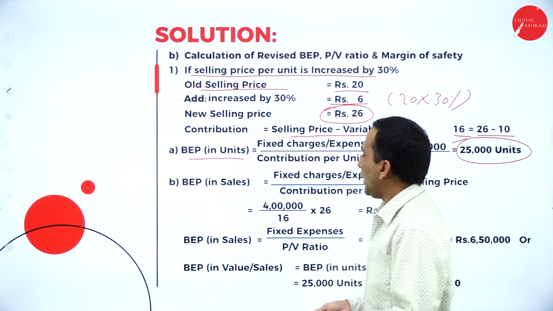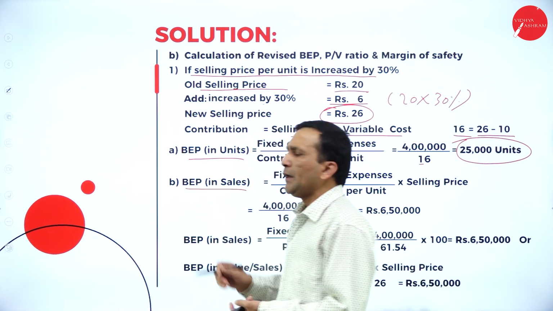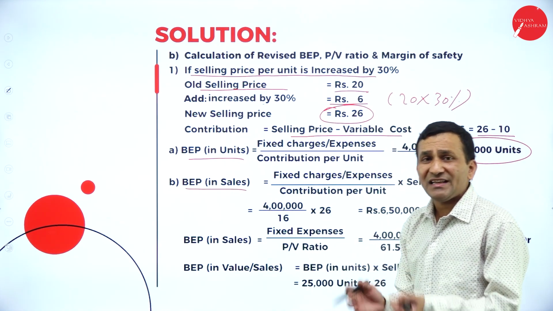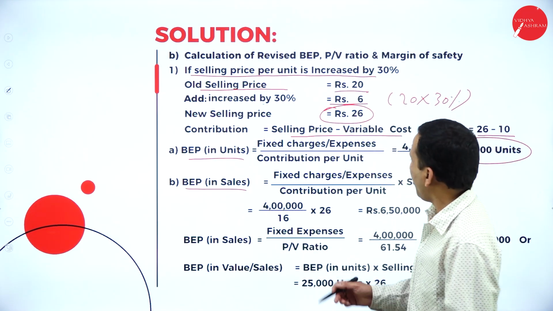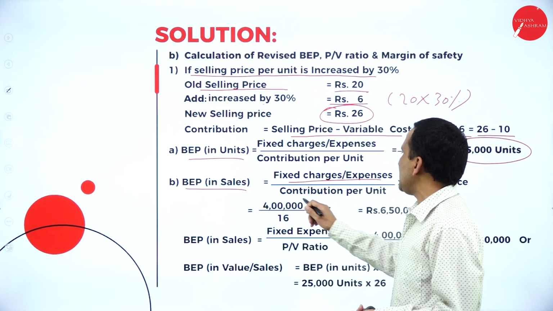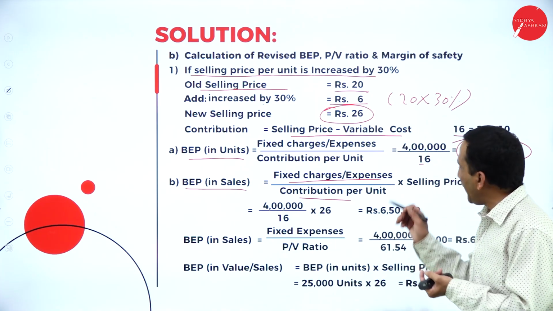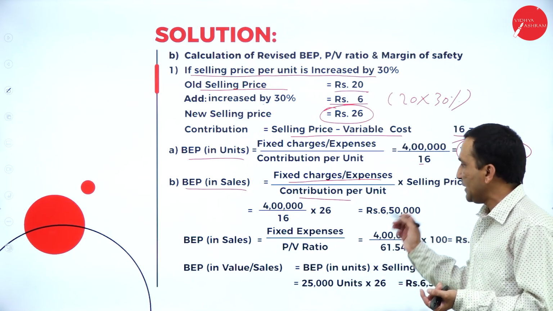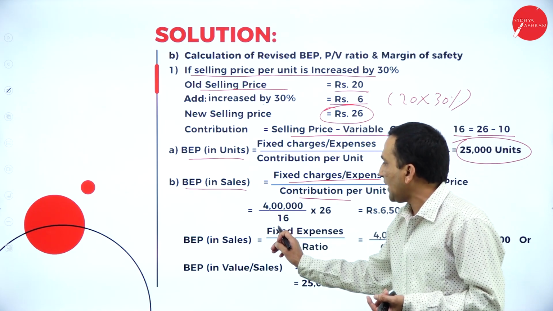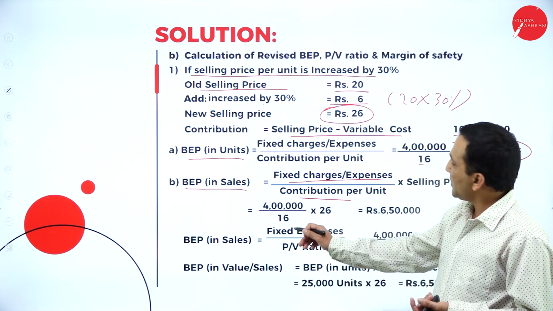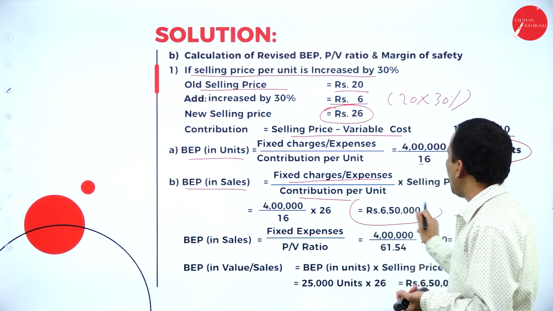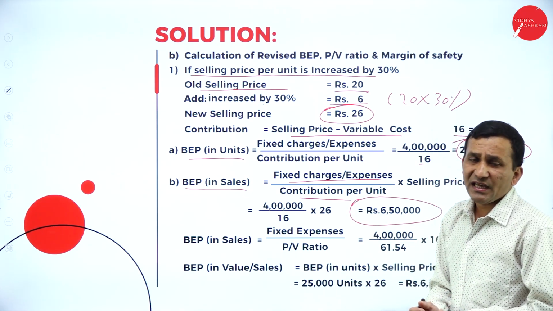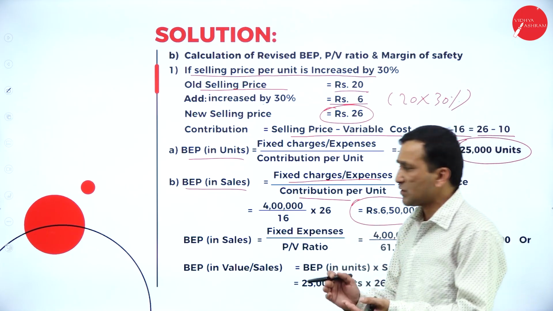Okay, now we'll find out the break even in sales. The formula is the same here. There are 3 methods we can apply, different formulas. Fixed expense divided by contribution per unit into selling price, new selling price. So fixed charge 4 lakh divided by new contribution 16, new selling price is 26. If you take the selling value, break even sales value, 6 lakh 50,000 we are getting.